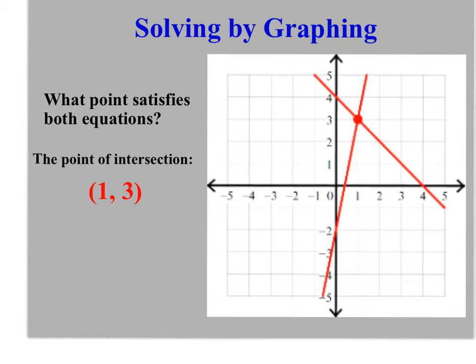When you solve by graphing, you simply graph both equations and find the intersection. In this case, our intersection is (1, 3).